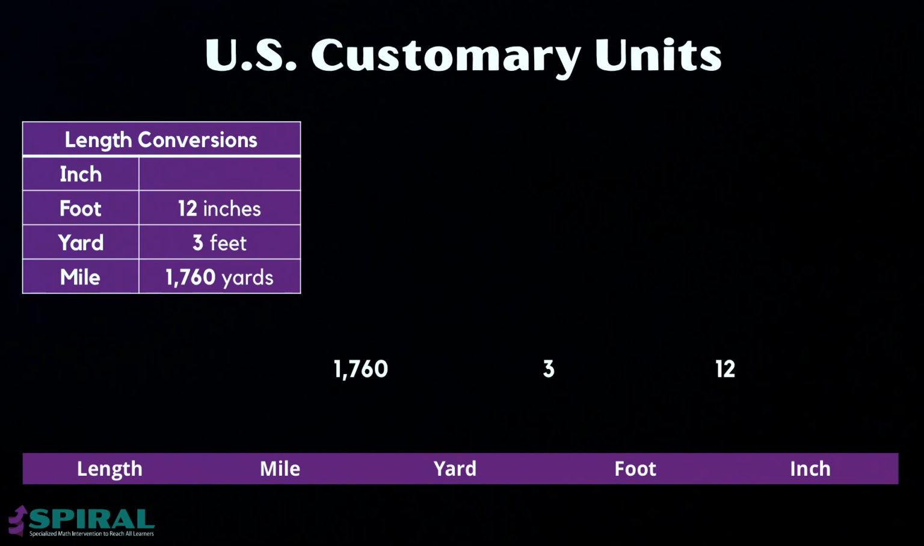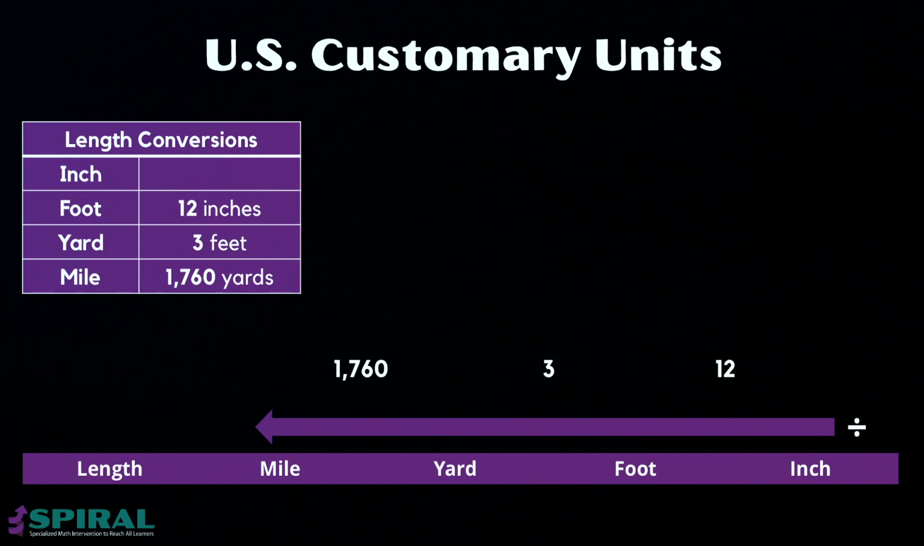When converting from smaller units to greater or larger units, we're going to divide. So when we convert from inches to feet, we divide by 12. When we convert from feet to yards, we divide by 3. When we convert from yards to miles, we divide by 1,760.